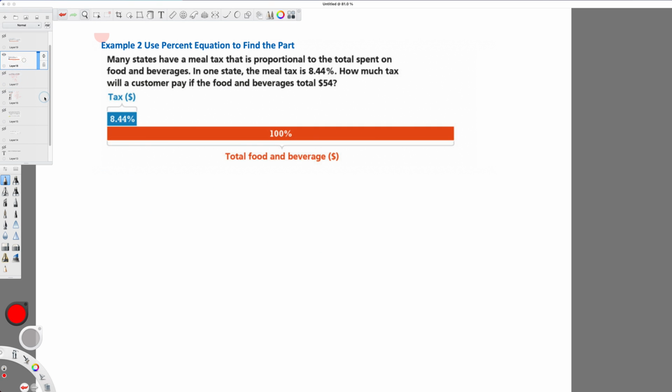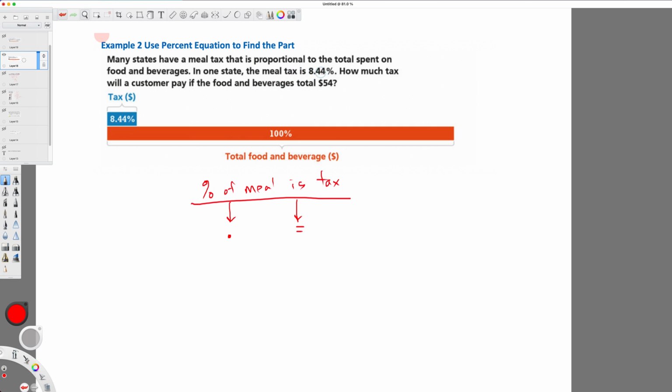So here we go. Many states have a meal tax that is proportional to the total spent on food and beverages. In one state, the meal tax is 8.44%. How much tax will a customer pay if the food and beverages total $54? So how this works is some percent of the meal is the tax. That is the equation right there. The "of" is the times sign, the "is" is the equal sign, and then the percent is a decimal, the cost of the meal, the tax that you pay.